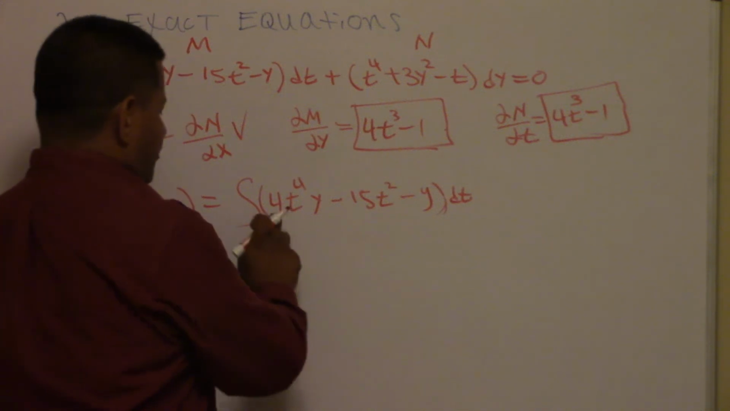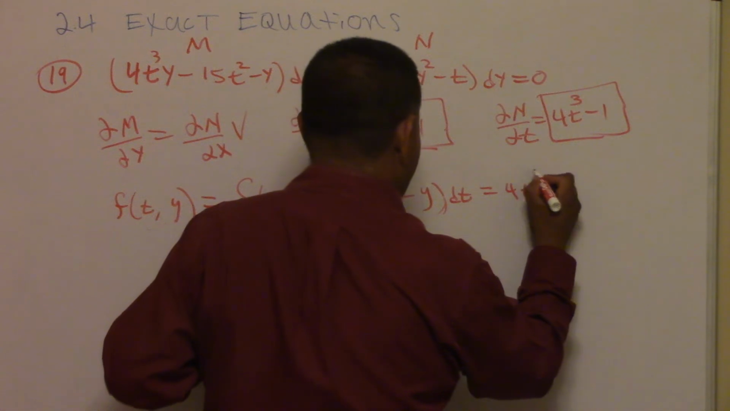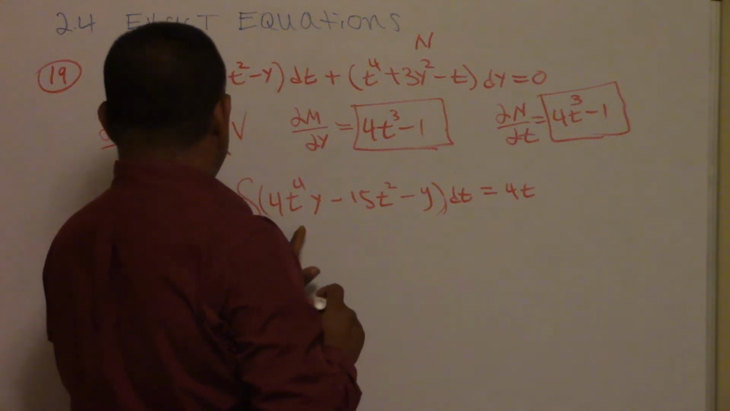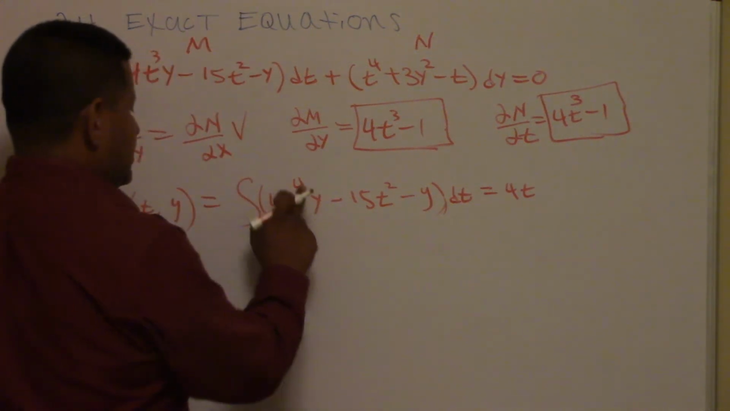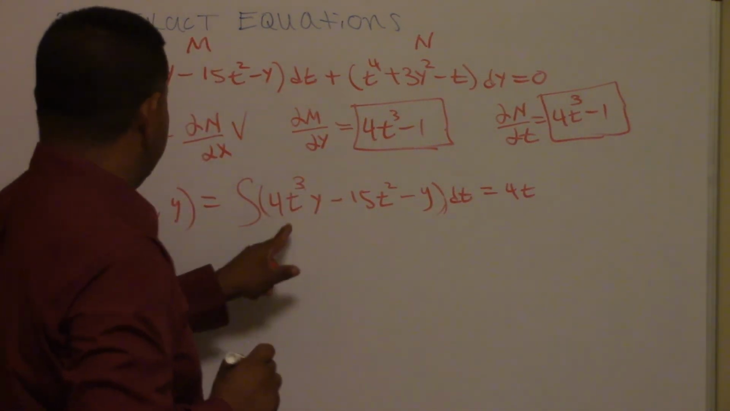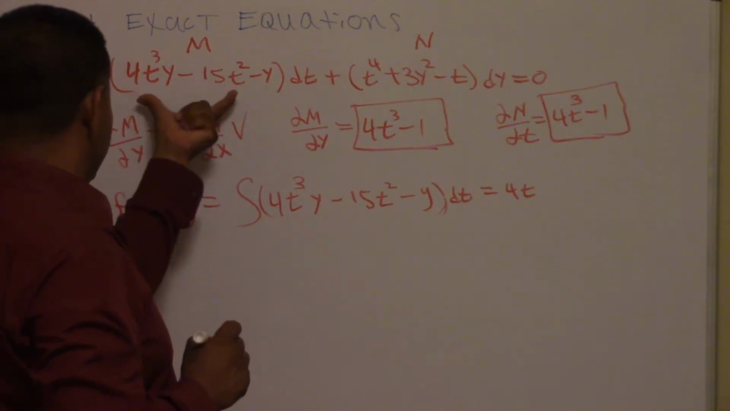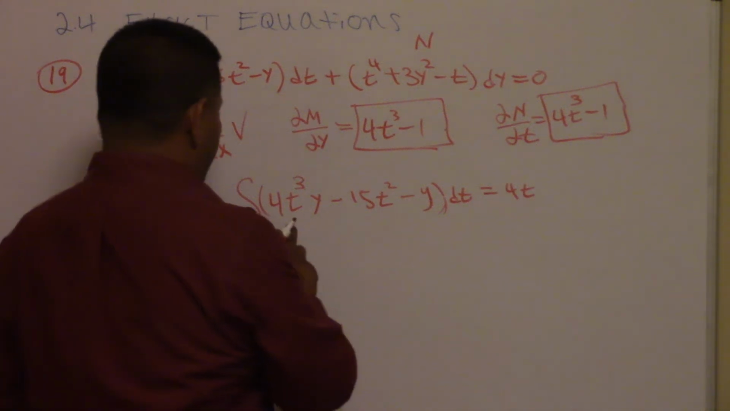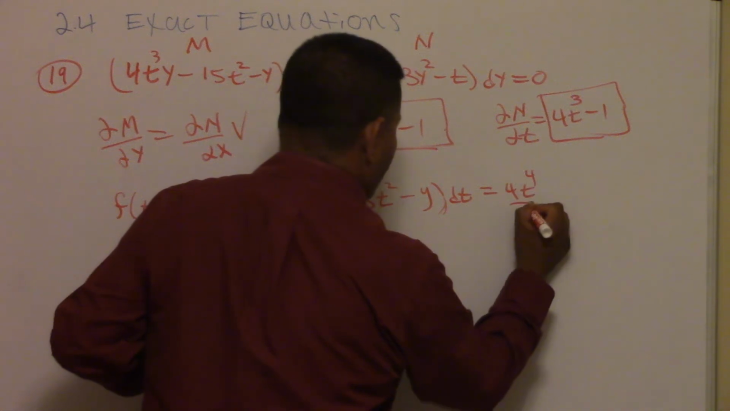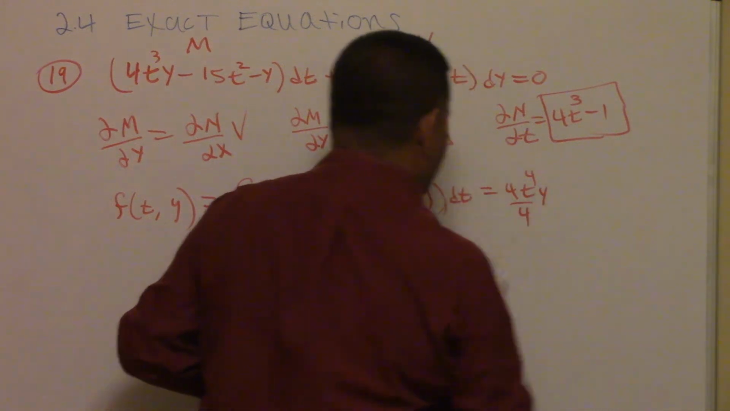What do I get? If I integrate this, this is going to be 4t. Sorry, that's supposed to be t to the third power. I am just integrating the original m. So if I integrate this, it's going to be t to the fourth over 4. Of course, I have to have the y in there.